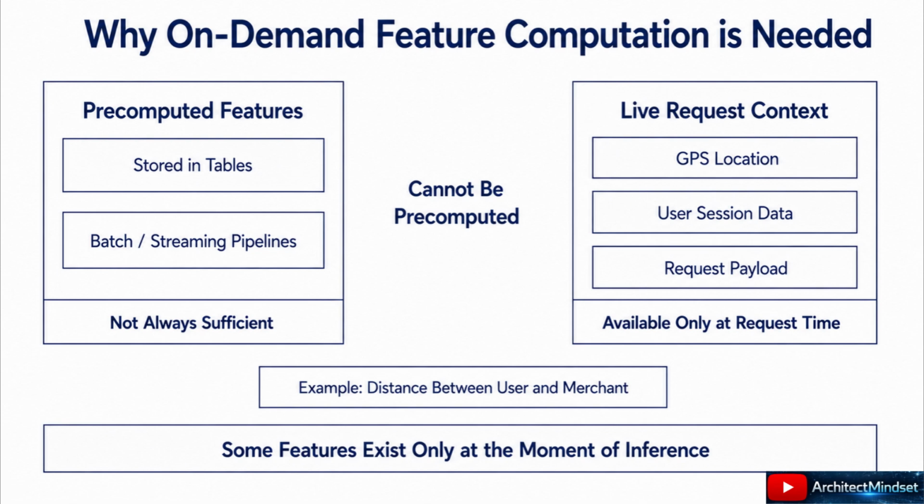Sometimes computing features ahead of time is impossible because the feature requires data only available at the exact millisecond the request happens. Example, distance between the user's current GPS coordinate and the merchant. In these cases, feature computation shifts from stored data to on-demand logic.